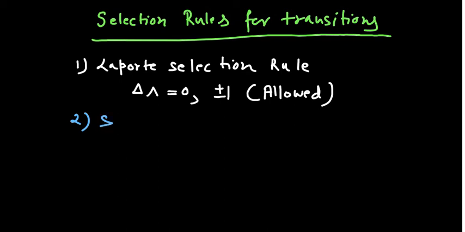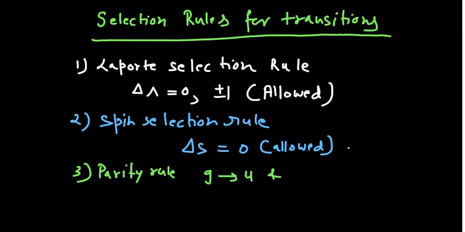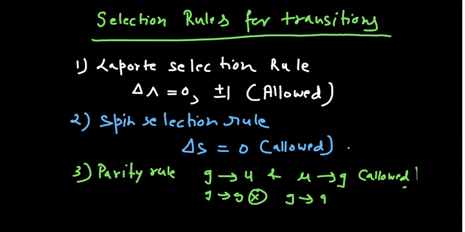Then you may have your second point, the spin selection rule. What the spin selection rule says is that delta S, the change in the spin multiplicity, would be equal to 0. When this happens, it is an allowed transition. Then you go for number three, the parity selection rule. What it says, as I have already told you, is that transition from gerade to ungerade and from ungerade to gerade are allowed, while gerade to gerade is forbidden, and ungerade to ungerade is also forbidden.